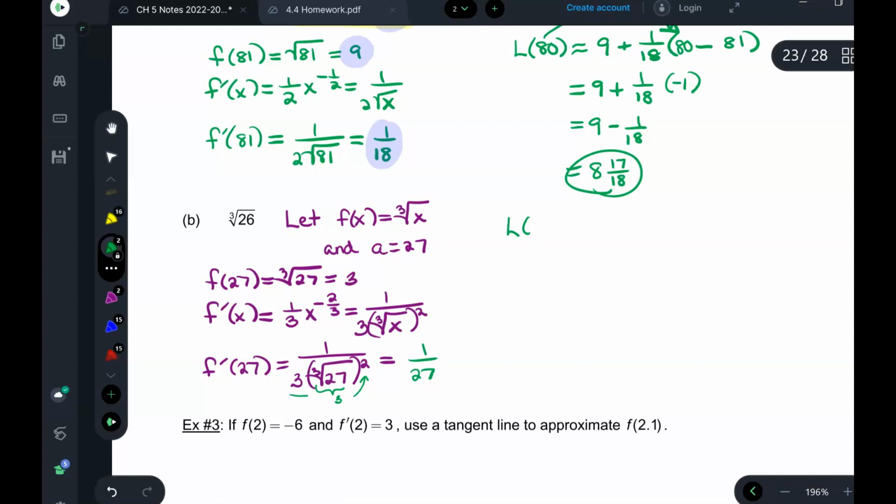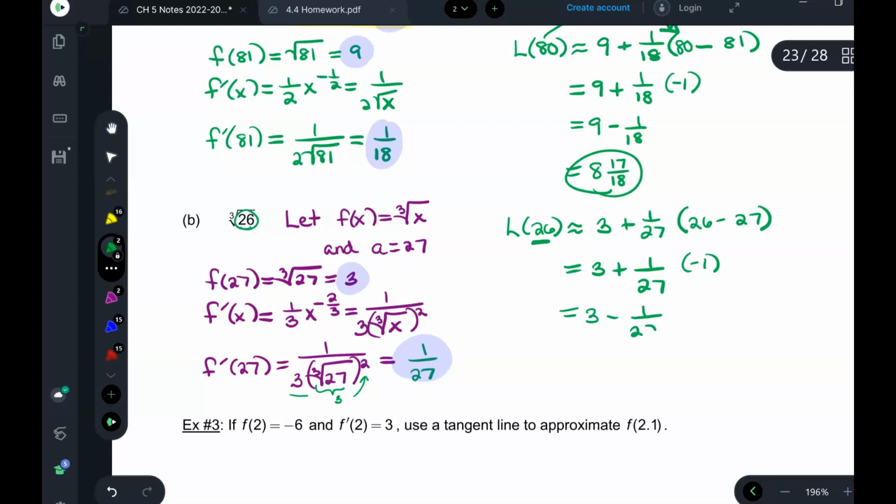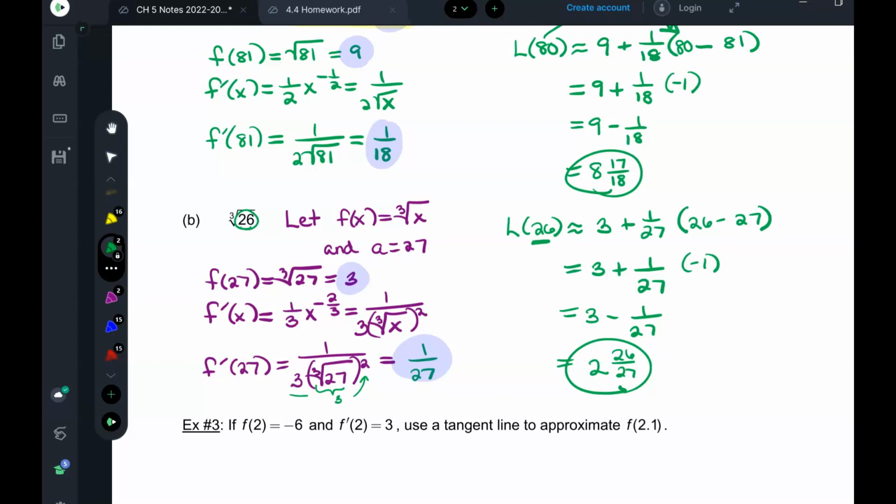Okay, so L of x, or L of, what are we approximating? 26 is going to be, so we have f of a, which was 3, plus f prime of a, which was our slope, and then x minus a. What's our x? It's 26 minus 27. So we have 3 plus 1/27 times -1. So 3 minus 1/27 is 2 and 26/27. And again, you can plug it into your calculator to see how close that's going to be to the actual value, and it's really close.